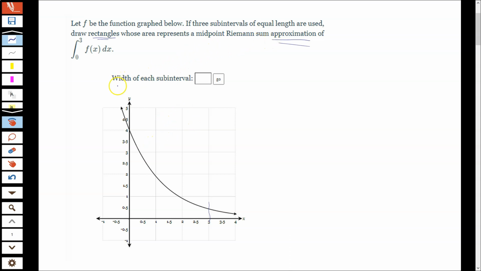So first of all, it's going to ask you for the width of each subinterval. Well, we have the integral from 0 to 3, so 3 minus 0 is 3, right? We're going to divide that by 3 intervals. So you're always going to do this to figure out how many intervals to do. In this case, it just comes out to be 1, right? So the width of each subinterval is going to be 1. What that means is our rectangle is going to be 1 unit wide. Okay? This problem asks you for a midpoint Riemann sum. So what that means is that the middle of each rectangle is going to be on the function. So let's take a look at what this looks like, okay?